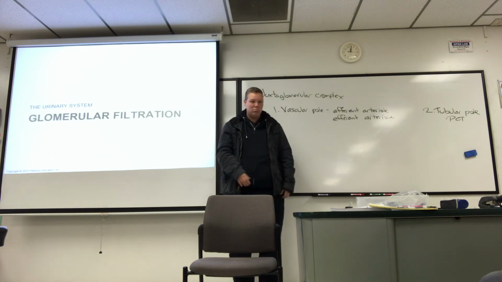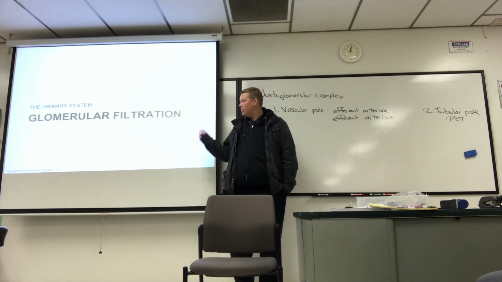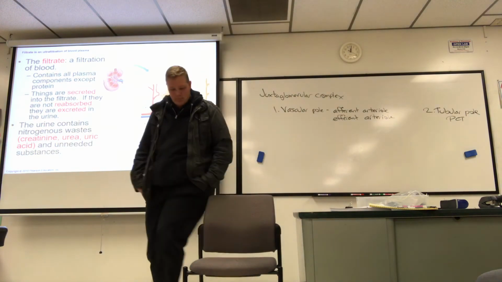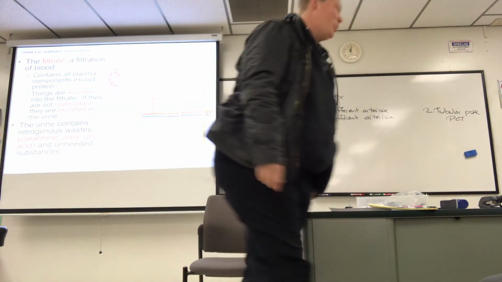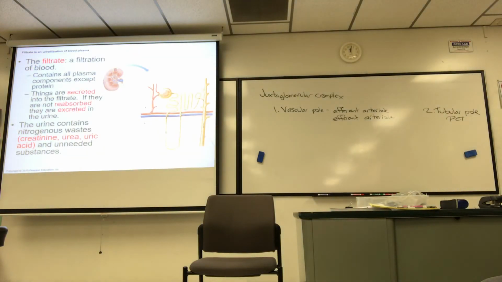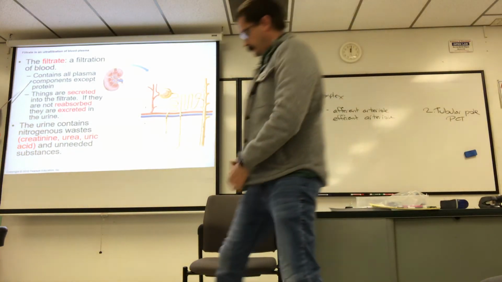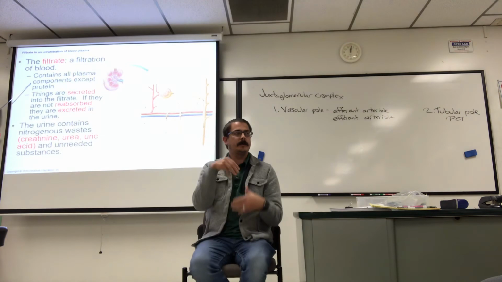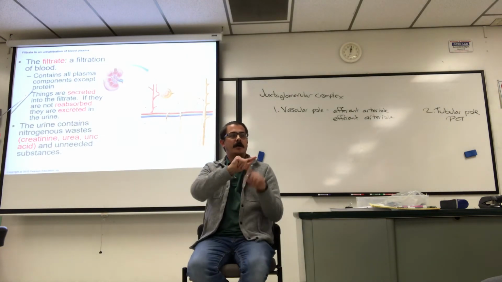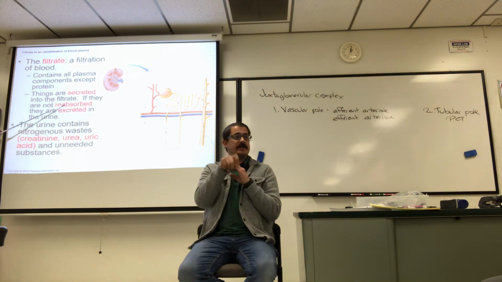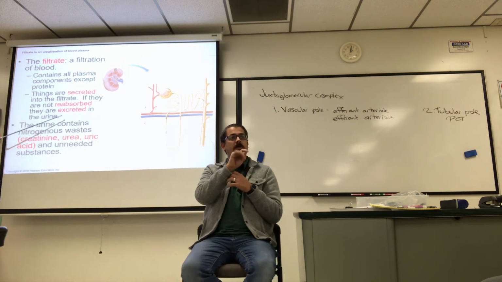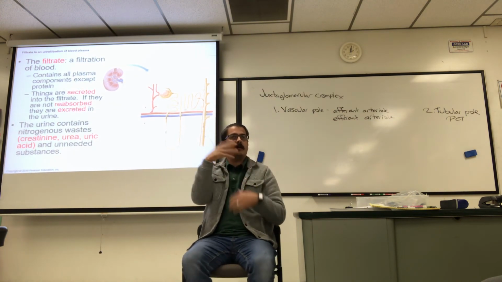I want to talk about the glomerular filtration in more detail. So it filters, but how? The filtrate is the filtration of the blood, specifically the blood plasma. It's going to contain all the plasma components except proteins, which are too large to make it through the filter. So you can secrete things into the filtrate, but if they're not being absorbed, they're excreted later on. So I didn't mention that earlier.